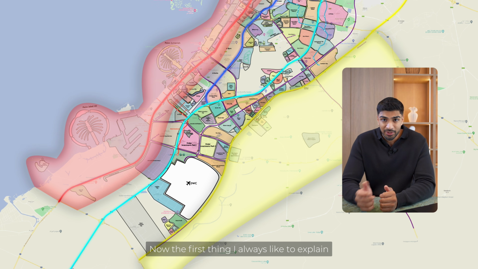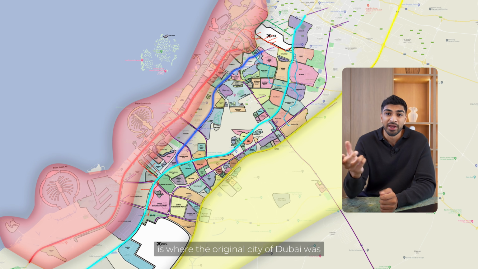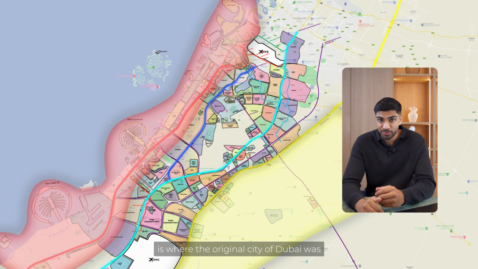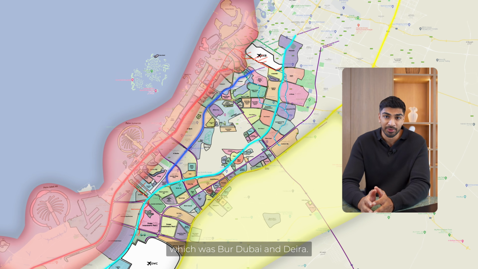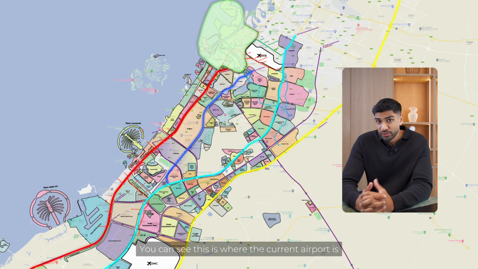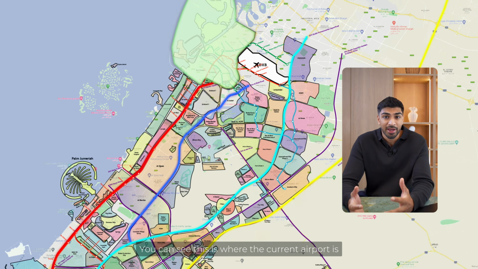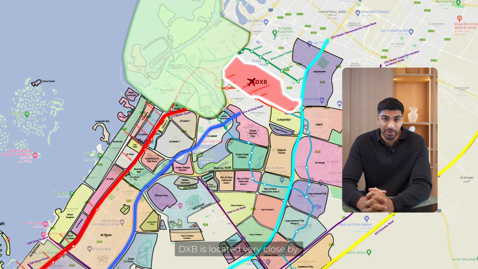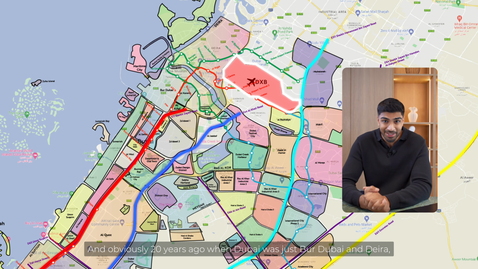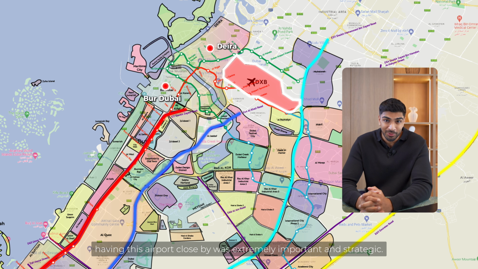Now, the first thing I always like to explain is where the original city of Dubai was, which was Bur Dubai and Deira, and this is located here. You can see this is where the current airport, DXB, is located very close by, and obviously 20 years ago when Dubai was just Bur Dubai and Deira, having this airport close by was extremely important and strategic.